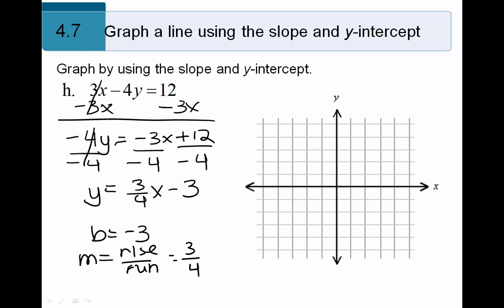So I'm going to plot my y-intercept there. I'm going to rise 3 and run 4. 1, 2, 3, 4. That's good enough. Rise 3, run 4.